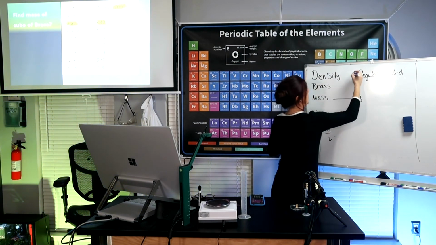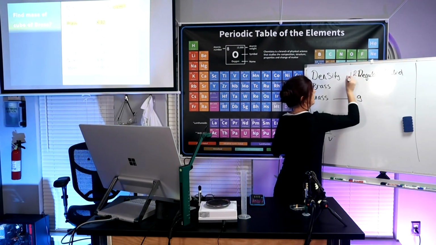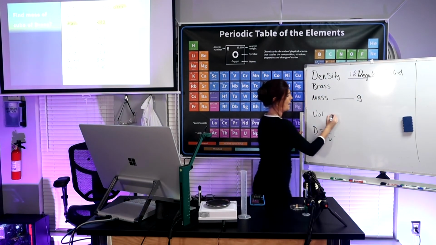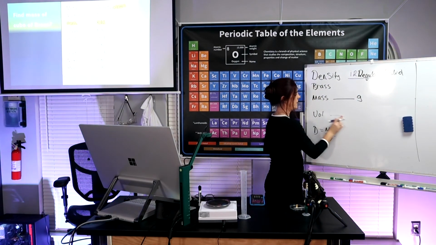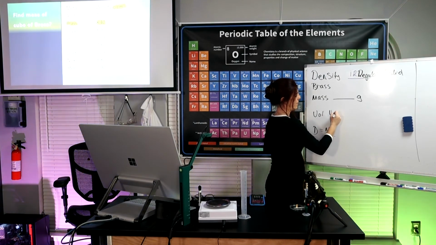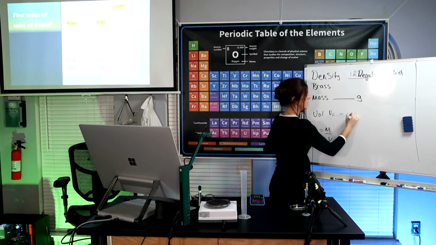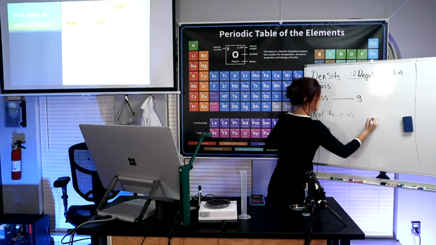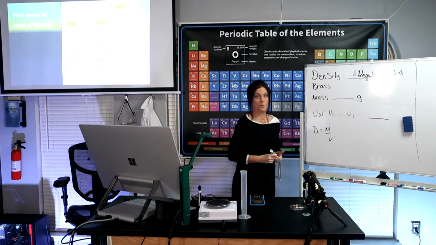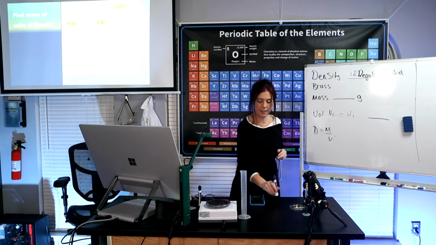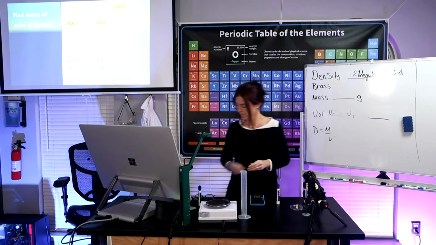So it's an irregular solid, IRR. Let's add that in there. Our mass and our volume is going to be VF, our final volume, minus our initial volume. So that's going to give us our volume value. So let's go ahead and measure the mass of it.